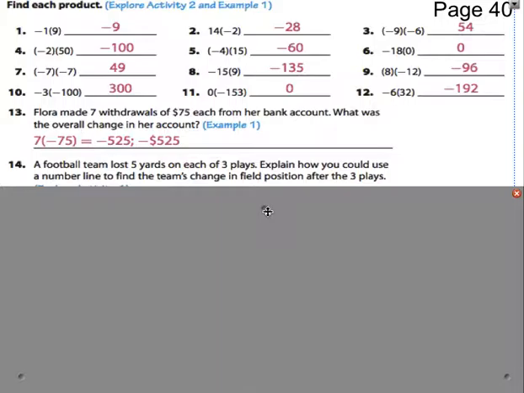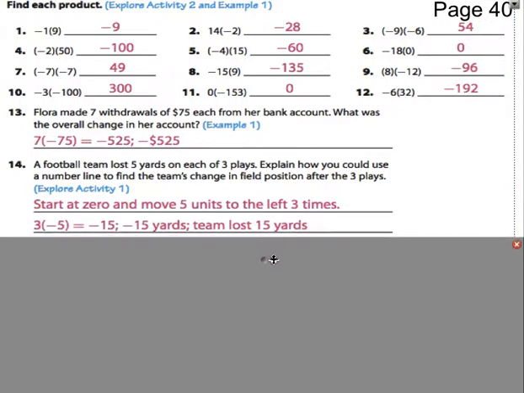Number 14, a football team lost 5 yards on each of 3 plays. Explain how you could use a number line to find the team's change in field position after 3 plays. Start at 0 and move 5 units to the left 3 times. So 3 times negative 5 equals negative 15. So negative 15 yards, so the team lost 15 yards.